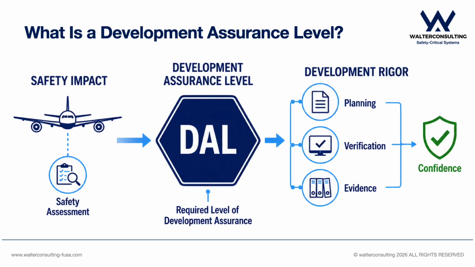A development assurance level is a classification used during aerospace development. Its purpose is to determine how much development assurance is required for a particular function, system, or item. The higher the potential impact of a failure on aircraft safety, the greater the rigor expected during development. It's important to understand that a DAL does not describe the quality of a product. Instead, it defines the level of confidence that should be achieved throughout the engineering process. That naturally leads to another question. How many development assurance levels are there?